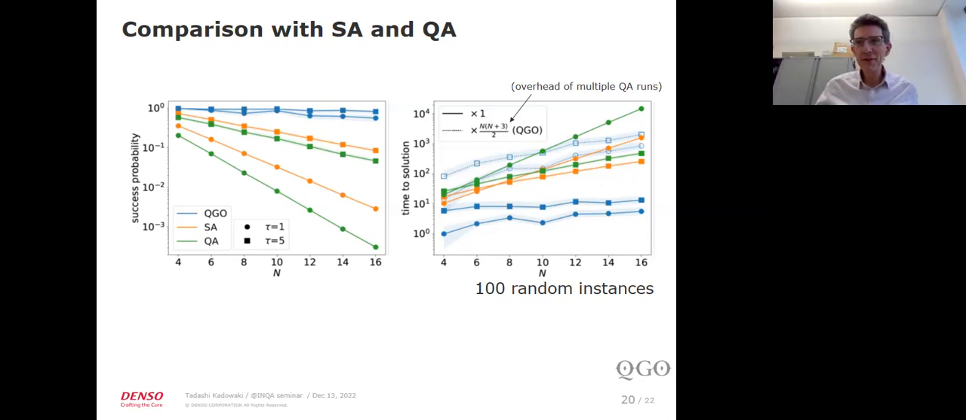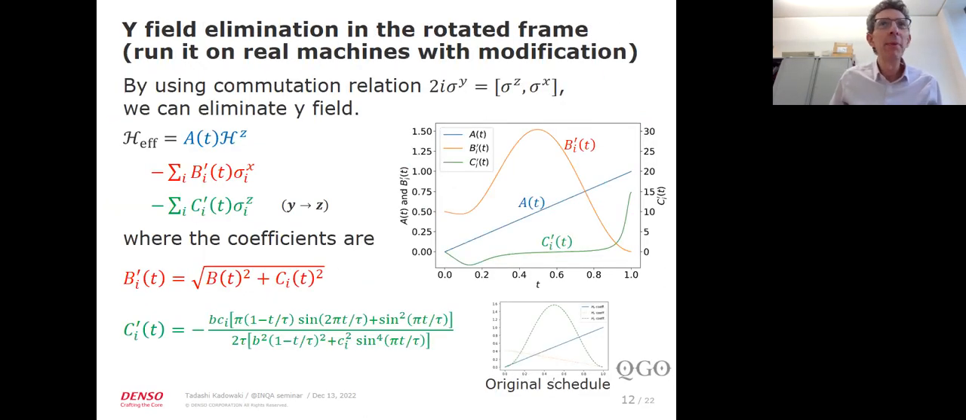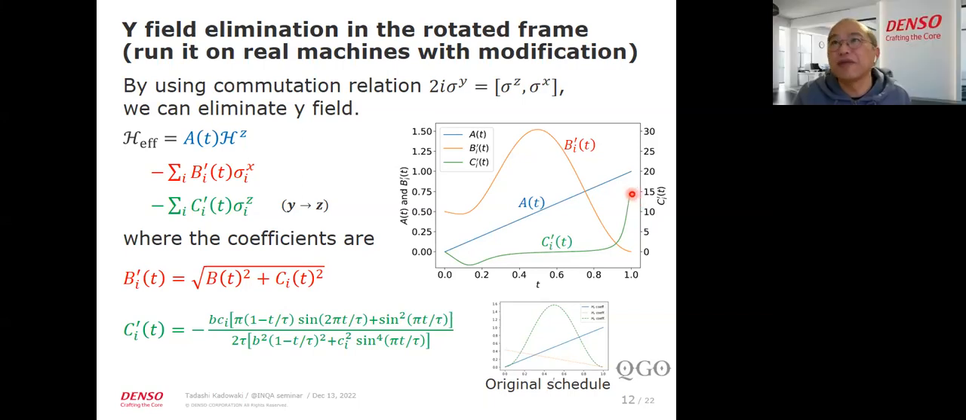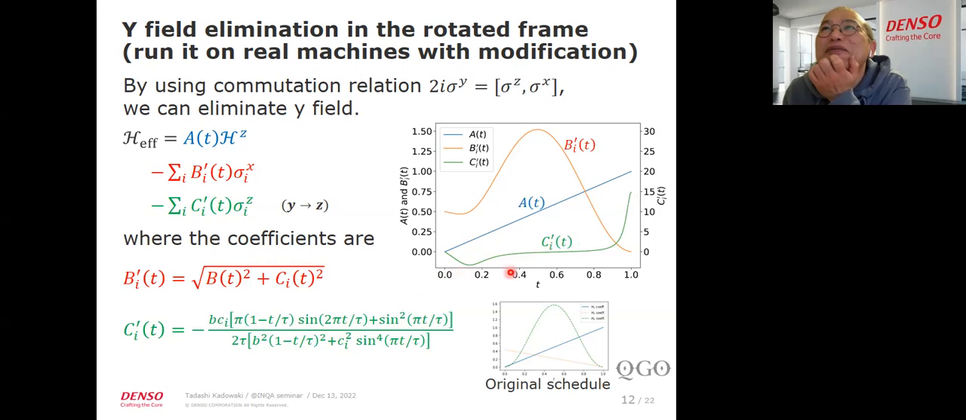Hello. That's a very nice talk. Thank you very much, Kadowaki-san. Can we have a quick look at page 12 of your presentation, please? Okay, so at t equals 1, the Hamiltonian is dominated by this C term. So I'm trying to understand how you nevertheless end up in the ground state of A. That perhaps initially seems surprising to me, given that the Hamiltonian is dominated by C.